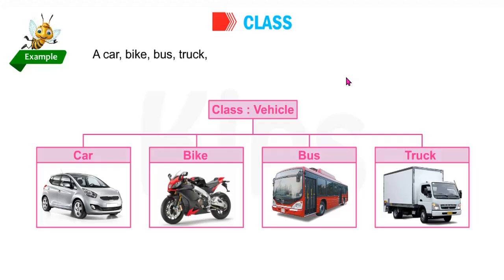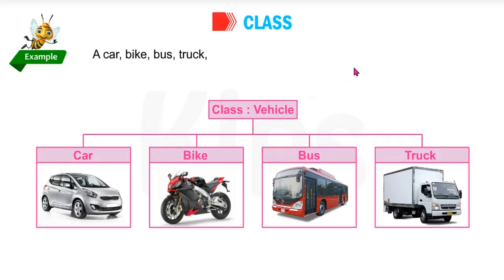Now, one more point you have to underline. An object belonging to a particular class is called an instance of the class. So the car is an instance of this class vehicle. Bike is another instance of this class vehicle. Like that, each object in that class is called an instance of that class.